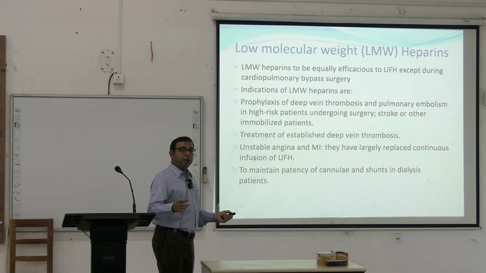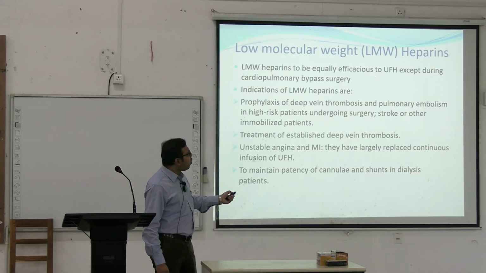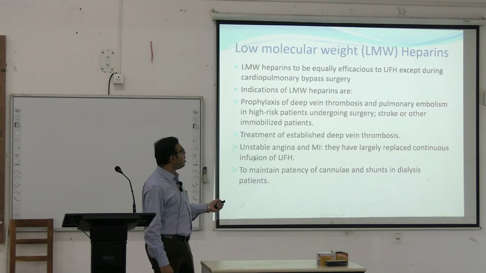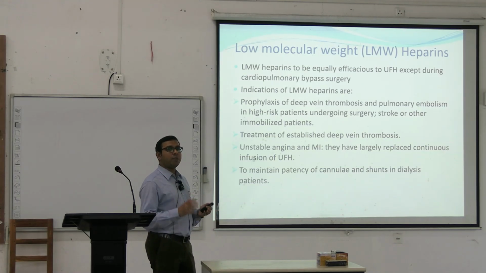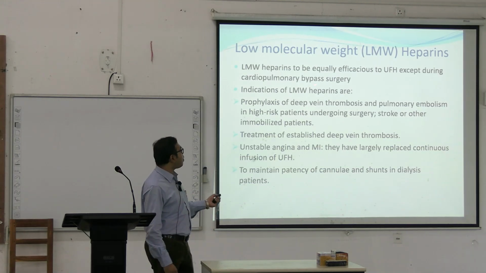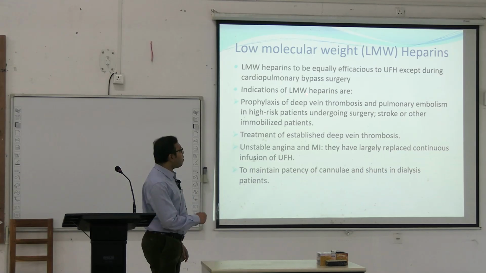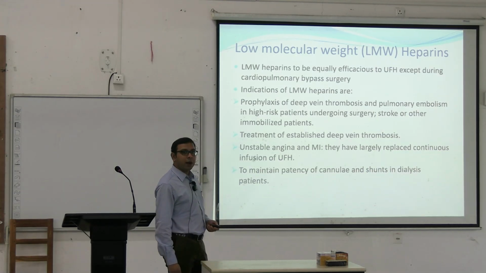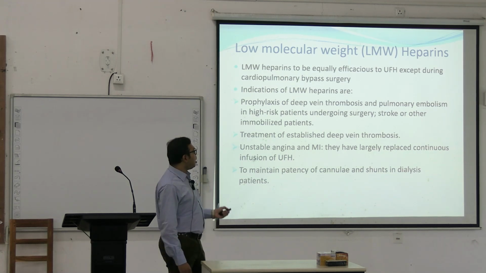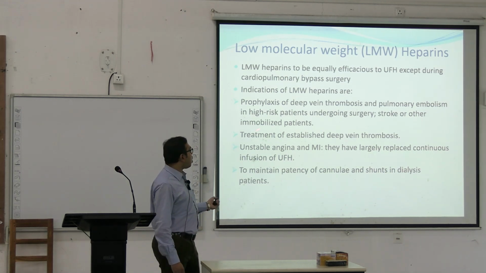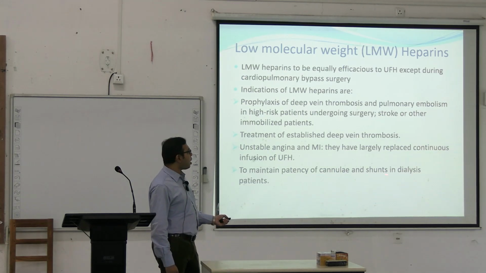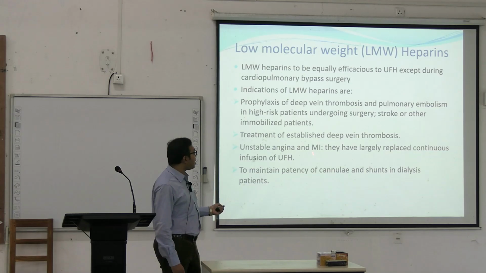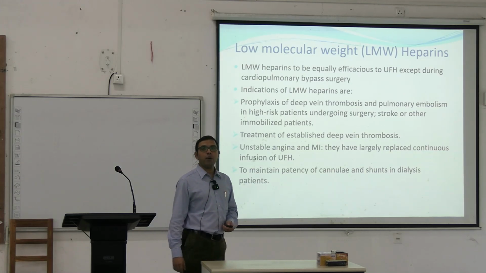Okay, but it has been seen that low molecular heparins are equally efficacious to unfractionated heparin, except only in some large, long surgery like cardiopulmonary bypass surgery. Usually we are using the low molecular heparins as prophylaxis as well as the treatment after deep venous thrombosis, pulmonary embolism, stroke or other immobilized patients, unstable angina, myocardial infarction, to maintain patency of cannula and shunts in dialysis patients. So in these cases we can use the low molecular weight heparin.